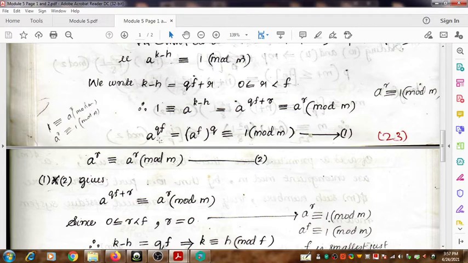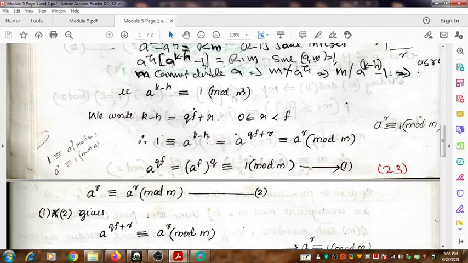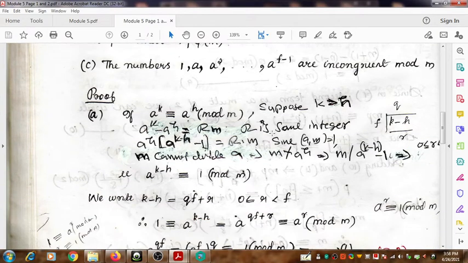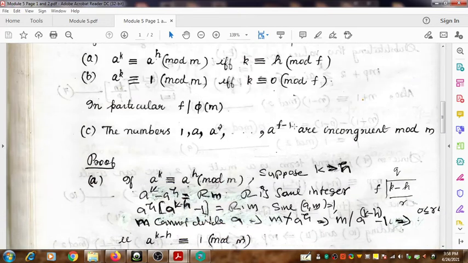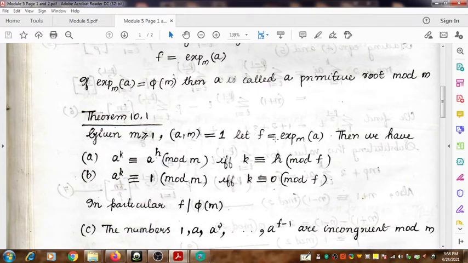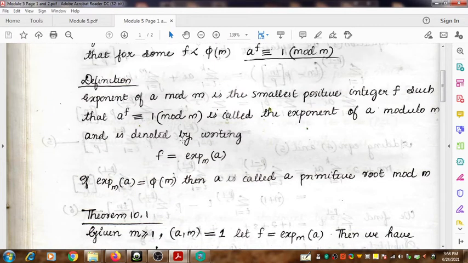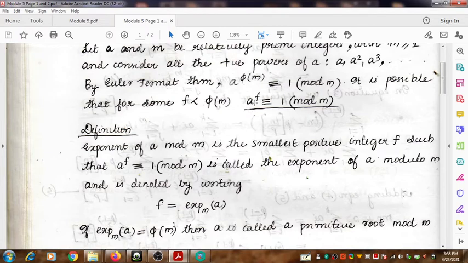Thinking about the first factor, a raised to qf, you can write that equal to a raised to f the whole raised to q. But applying the meaning of f, you know that a raised to f is congruent to 1 mod m, since f is the exponent of a. When it is the exponent, a raised to f is congruent to 1 mod m, and f is the least number having this property.